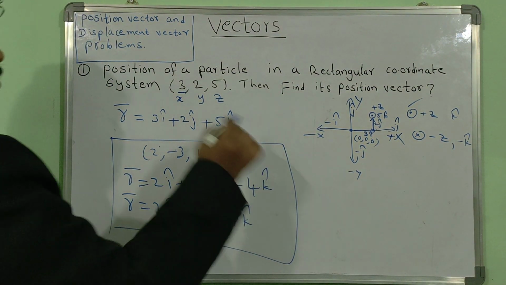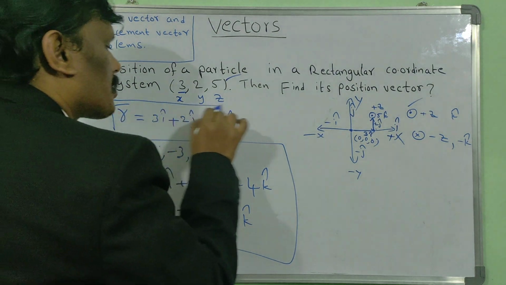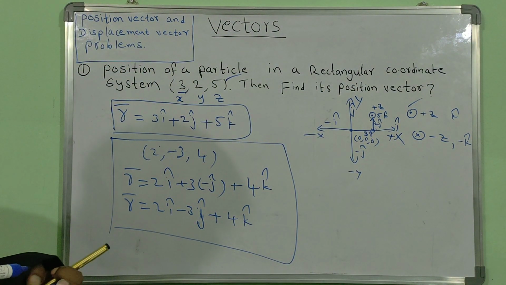This is the complete explanation, to understand what the position of the particle is, how to represent the position vector, and what the meaning of the position vector is. I explained in detail here. Try to understand, my dear student. And this is about the position vector of a particle.